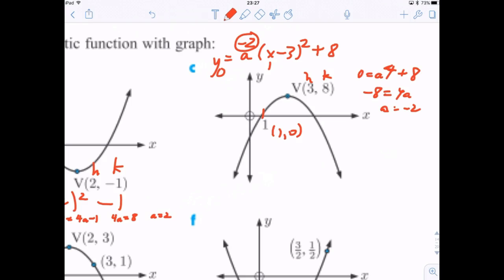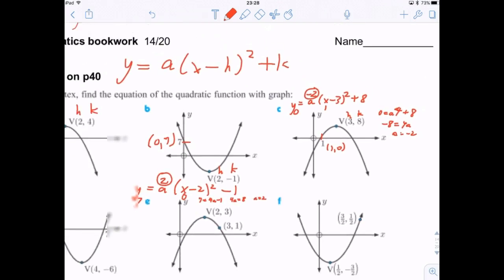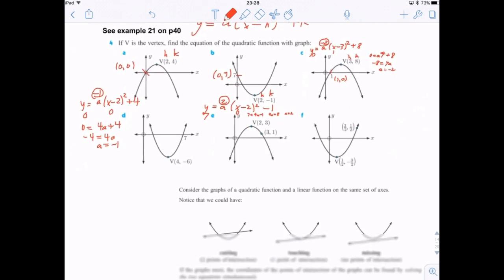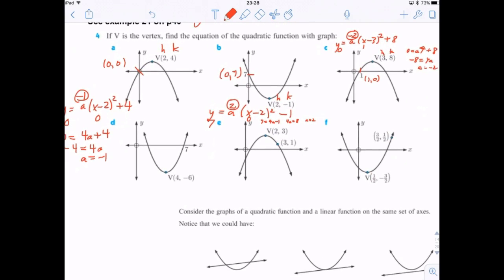Whenever we get an a value that's negative, that means that the parabola opens down. So, we can just confirm that our algebra is correct by making sure that the picture also opens down in the case that a is negative.